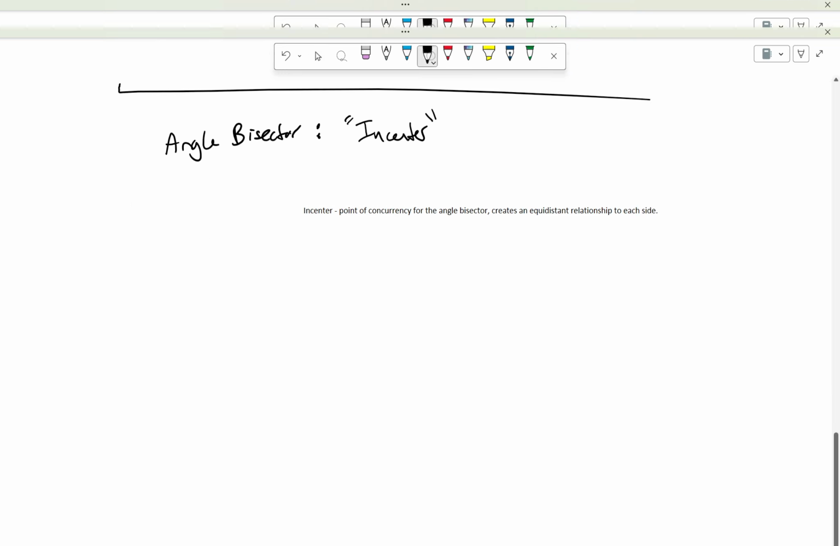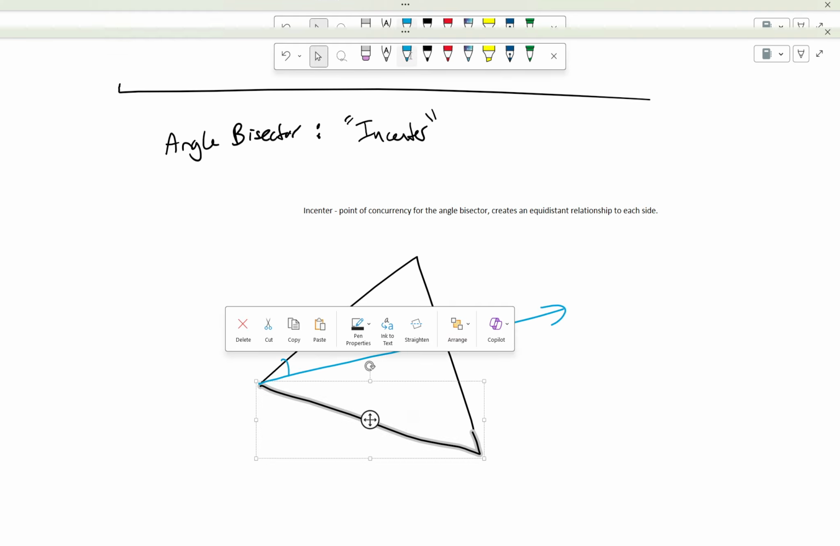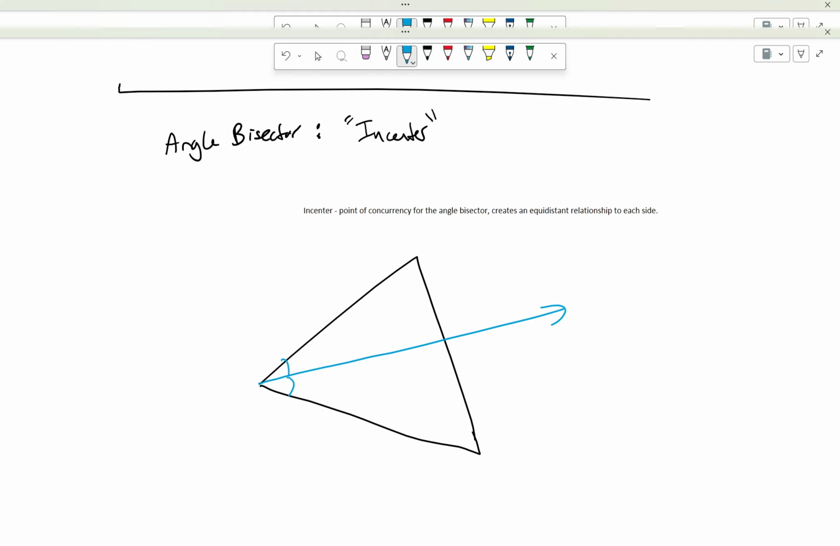If I draw this guy out here, I'm going to draw a triangle here, right? And if I draw an angle bisector, so I'm going to bisect this angle, right? This is congruent. This is congruent. And bisect this angle, okay? This guy's congruent to this guy. And then same thing, bisect this. Gotta do a better job bisecting. Bisecting this angle, right? So this angle and this angle are congruent. And there I have my incenter.